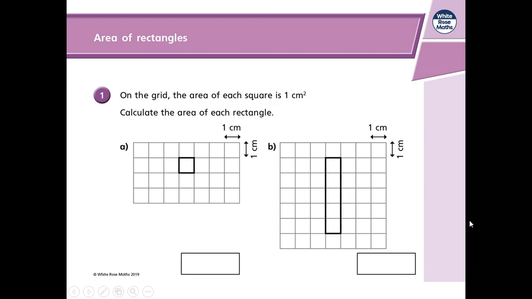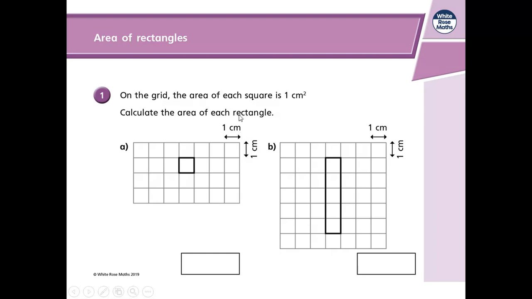Today is 26th of January. You should have watched the first video that explained how to find the area of a rectangle. In this case, I'm just going to guide you through your questions. On the grid, the area of each square is 1 centimeter. Calculate the area of each rectangle.